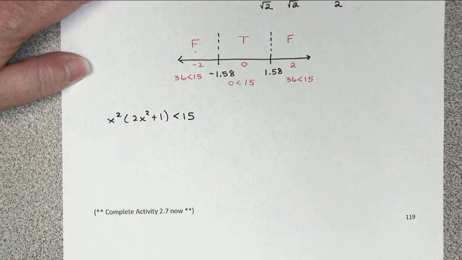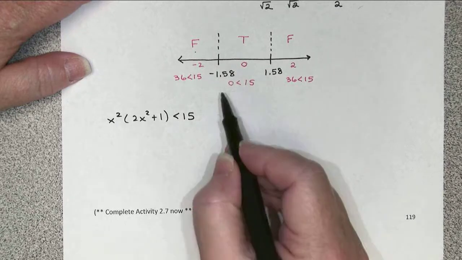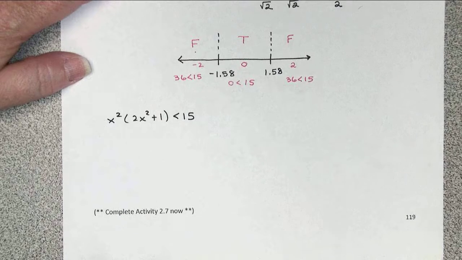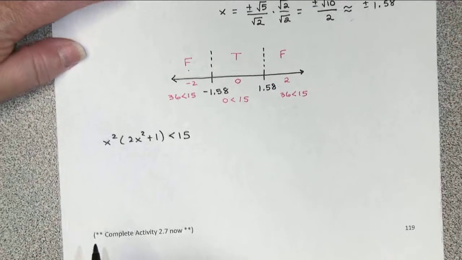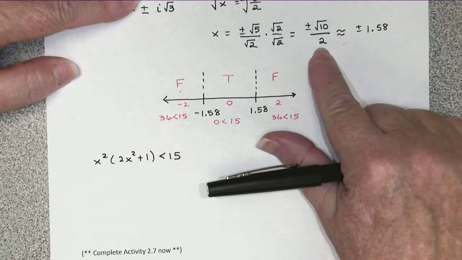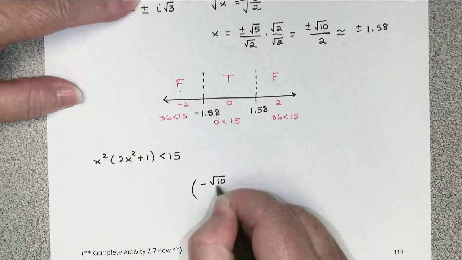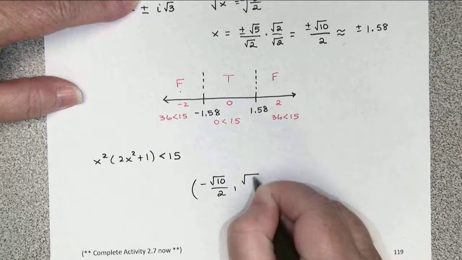So in this case, the only interval in which my inequality was true was between the negative 1.58 and the positive 1.58, or if I go back to the exact values right here, that would be between negative square root 10 over 2 and positive square root 10 over 2.